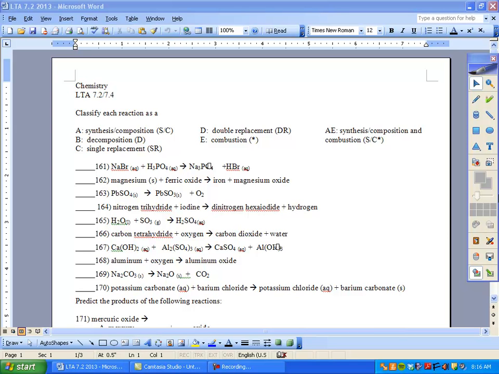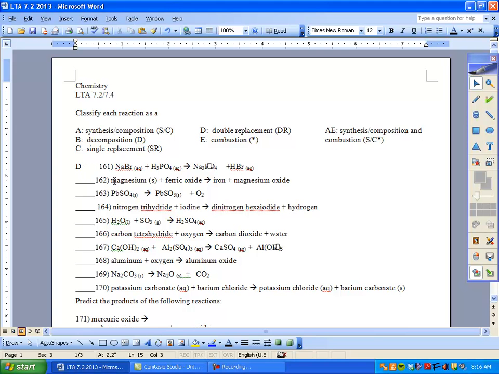So in this part here, 161 through 170 on this particular version, we've got classifying reactions. So I'm going to go through one at a time, tell you the answers, and explain why. So the first one in 161, I've got sodium over here, and it looks like it's just switching partners. So over here it's with bromine, over here it's with phosphate, so that makes that a double replacement reaction, or a D.